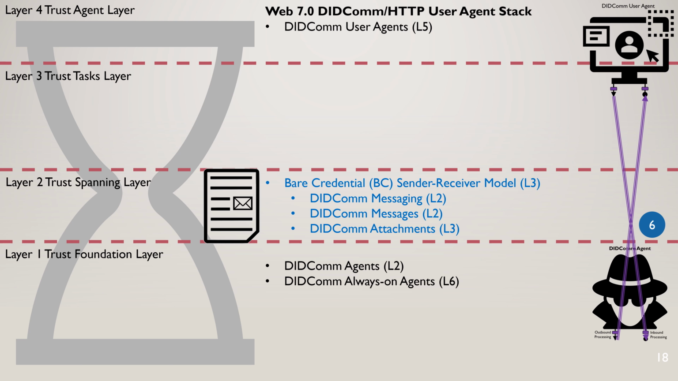Again, the DIDComm user agent is a specialization of a DIDComm agent, and then it provides a user interface or user experience. It's a way for a human to interact with the DIDComm network. And it's numbered 6.